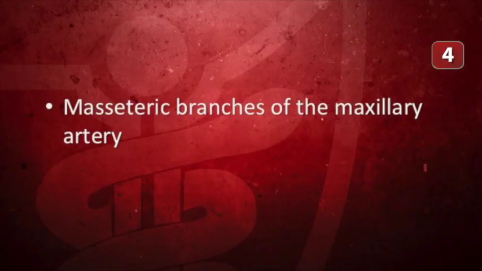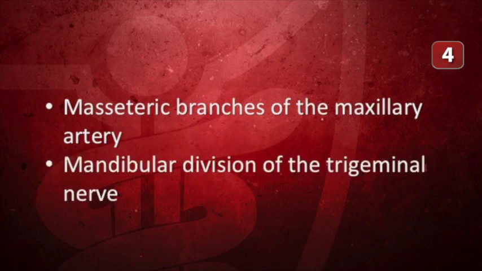Next question. What structures go through the mandibular notch? So the mandibular notch is the area between the condylar and the coronoid process of the mandible. Now the masseteric branches of the maxillary artery and the mandibular division of the trigeminal nerve go through this mandibular notch. Now the masseteric branches of the maxillary artery will supply the masseter muscle, of course, and then the trigeminal nerve is going to innervate it.